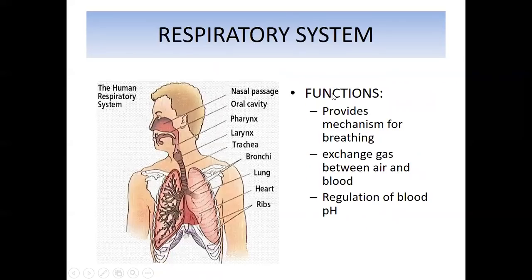And for the respiratory system, the function is to provide a mechanism for breathing. So that is the function of the respiratory system. It exchanges gases between the air and the blood, and it also regulates the blood circulation.